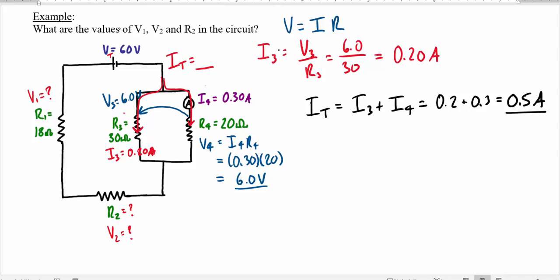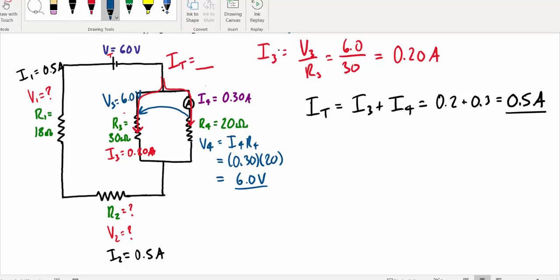Well, these two resistors, R1 and R2, are in series with everything else. So if the total current is 0.5 amps, then that must be the current here. So I1 must also be 0.5 amps, and I2 must be 0.5 amps. And now we're getting pretty close, because I can finally solve one of the things that I was originally supposed to find, which is V1, because I know I1 and I know R1.